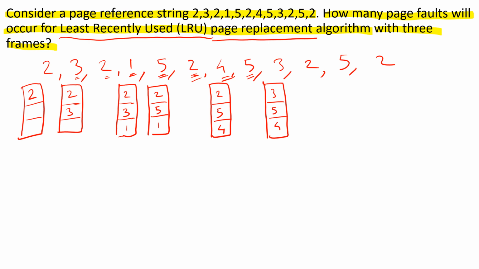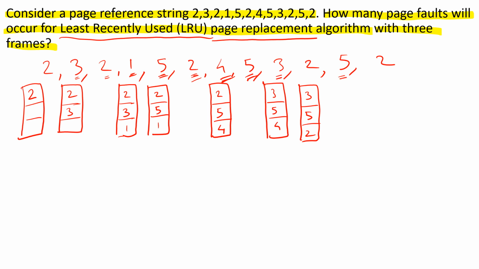Now we need page number 2 again, it's not there. So out of 3 5 4, which page is least recently used? 3 is used here, 5 is used here, 4 is used here. The least recently used page is 4, right? So we replace 4, and now what we have is 3 5 2.